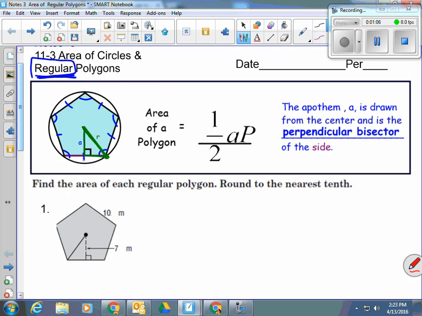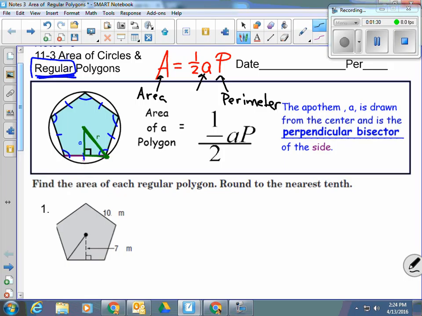Okay, so the formula for a regular shape is area equals, that's a big A, 1/2 little a, big P. So somebody tell me, what does this big A stand for? Area. What do you think the big P would stand for? Perimeter. Very good. But now I have this little a right here.